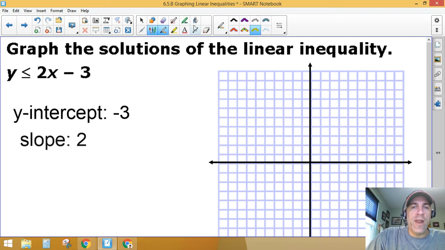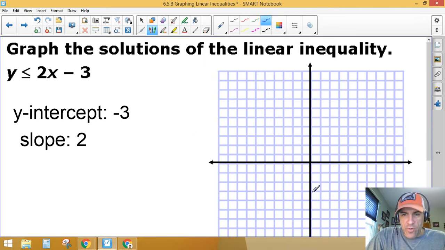So what I'm going to do now is start plotting points. I'm not going to connect anything yet. I'm just going to plot my y-intercept at -3: 1, 2, 3. My slope is 2, meaning from there I go up 2, to the right 1, up 2, to the right 1, and I can make a couple more. Now, in the past, we just drew our line directly on there. But now I have to go back and look at the sign.